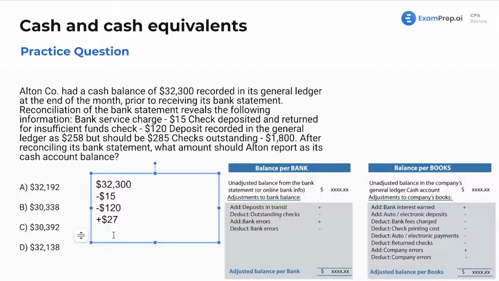We add these all together, add or subtract, bringing these together. Final answer is going to equal $32,192. Final answer is letter A.